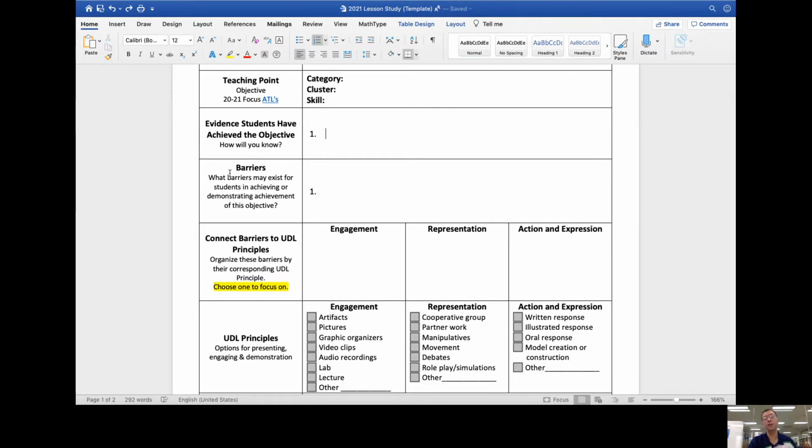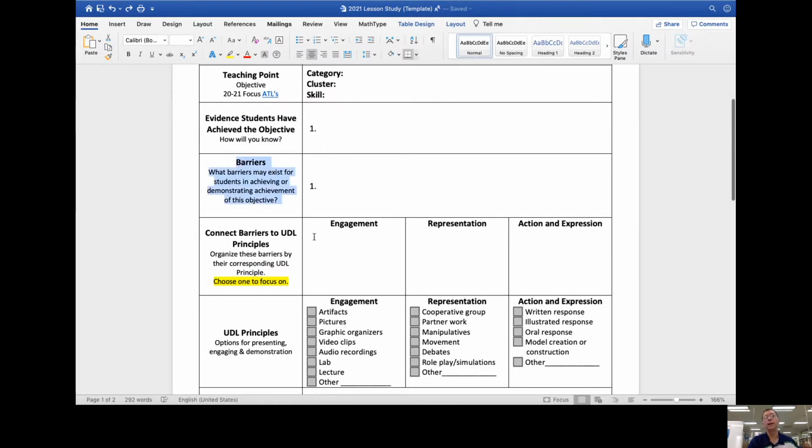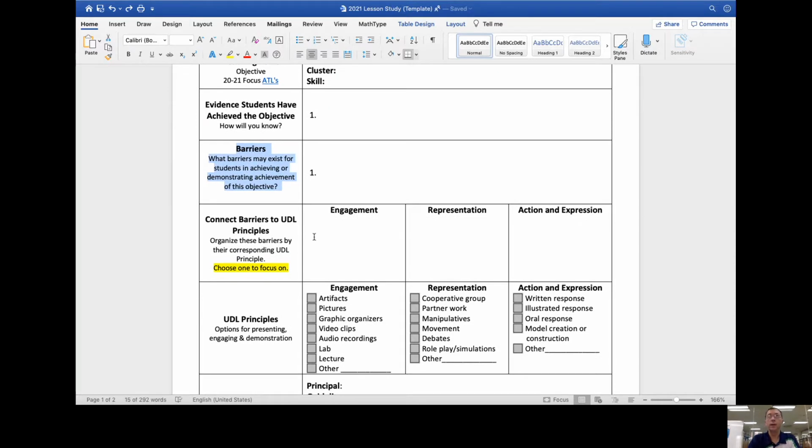Once you've identified that, this is where it really starts to become UDL. You need to spend some time really brainstorming what are the barriers to success, barriers to students achieving the benchmark that you've laid out there in your teaching point and your objective. What's going to get in the way? This can be related to a student who's benefiting from learning support, and it could be related to their disability. It could be related to a student in EAL and their journey along the language acquisition trail. But it also can be background knowledge. It can be motivation. It can be focus. It can be a large number of things.